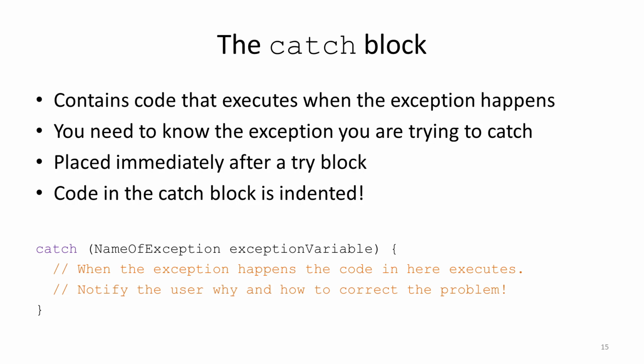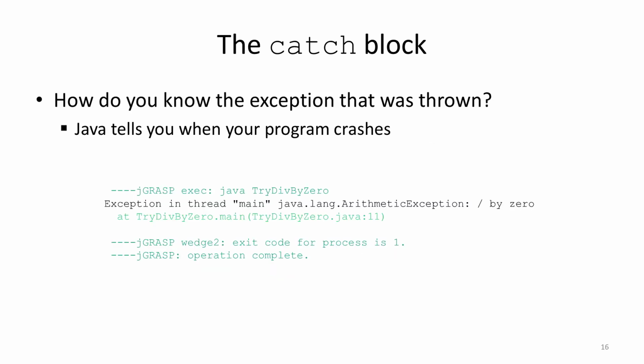When you create your catch block, you do need to know the exception that caused the program to crash. And that is why testing your program is so important. Java makes it somewhat easy because Java will tell you the specific exception that was thrown. So you create a program and you crash it on purpose. You read the messages that come up. So for example, this arithmetic exception. If the arithmetic exception happens or is thrown, then this is what it would look like.